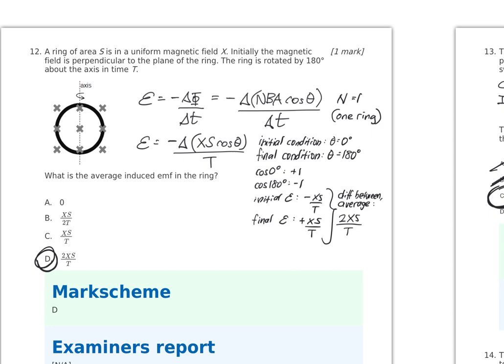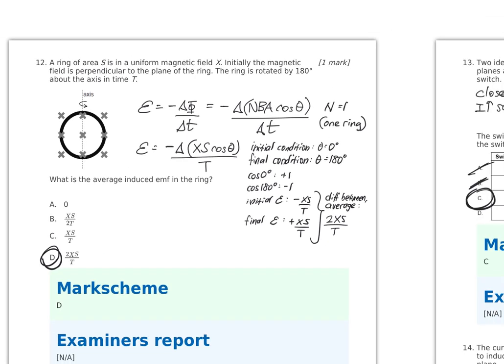if E is the change in the magnetic field, like NBA cosine theta, in 12 the ring area was S and the magnetic field is X. We figured out that for each 90 degree shift, there was one X S in terms of the EMF, but it does that twice. So in time t, it has two 90-degree shifts, so that would be 2XS over t. But we already figured that out in number 12.